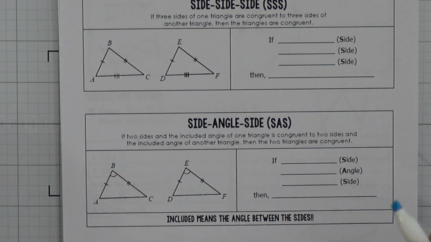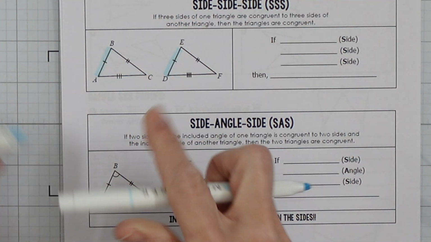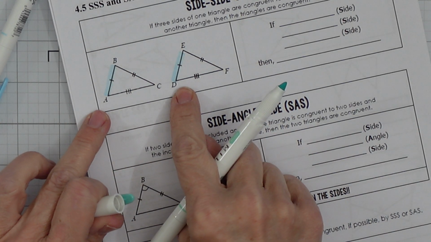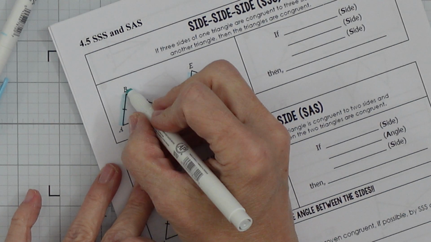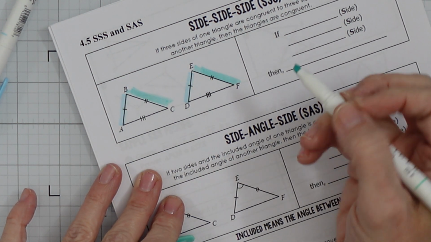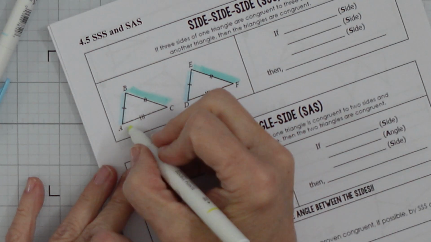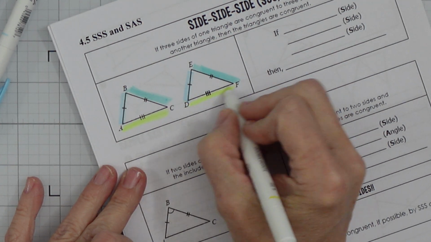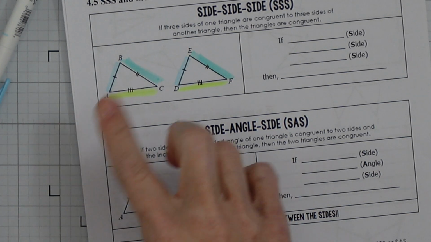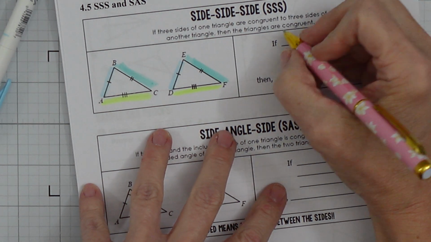So here we go. First things first, we want to take a look at the sides of our triangle that are congruent. So AB and DE are congruent. Then you can see that BC and EF are congruent. And let's see, AC and DF are congruent. So it's really important that you know what sides match what sides.